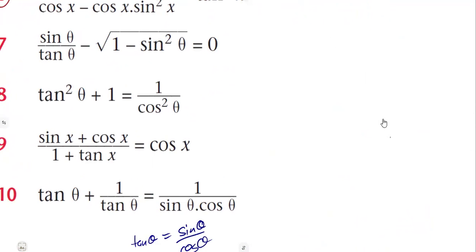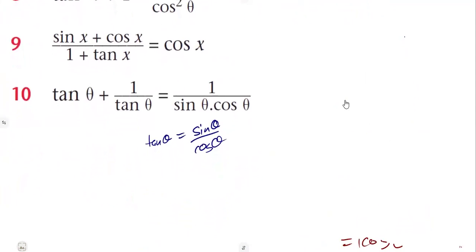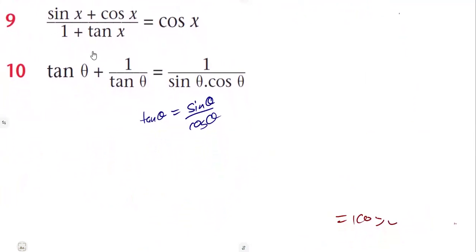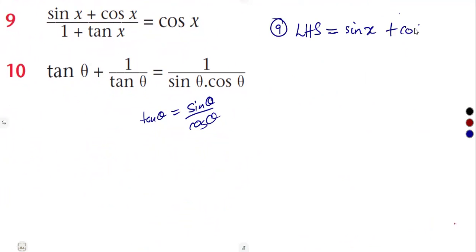Number 9, we are given the sine of x plus cos of x over 1 plus tan of x. Let us just take the left-hand side, which is more complicated. So the left-hand side is equal to the sine of x plus the cos of x over 1 plus the tan of x. And the answer is just cos.